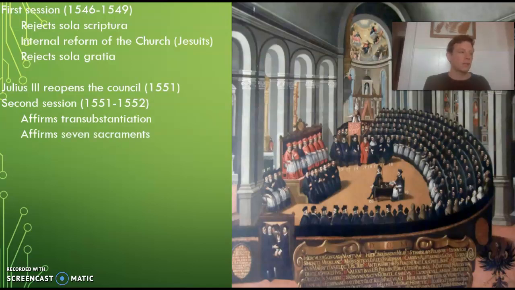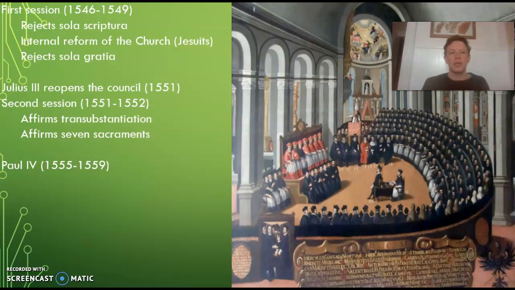It affirms that there are 7 sacraments, that these 7 sacraments administered by the Church provide the graces necessary for Christians to reach salvation. The Council goes into recess in 1552, and while they're trying to work out the Treaty of Augsburg and the end of the war between Charles V and the Protestants in Germany, during that period, Julius III dies.